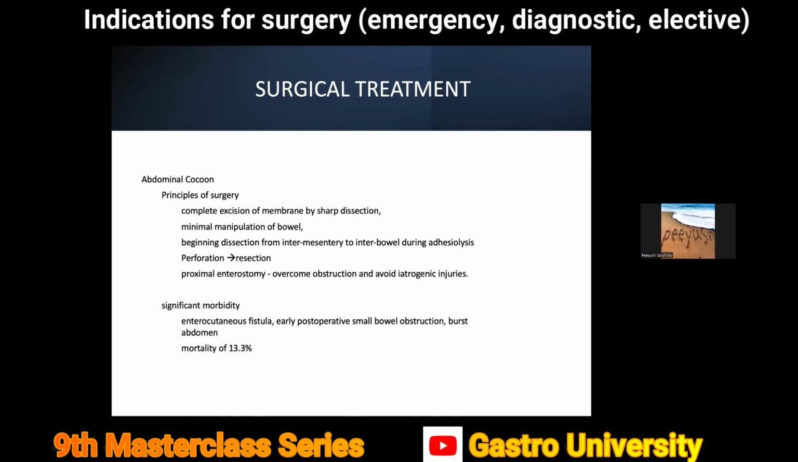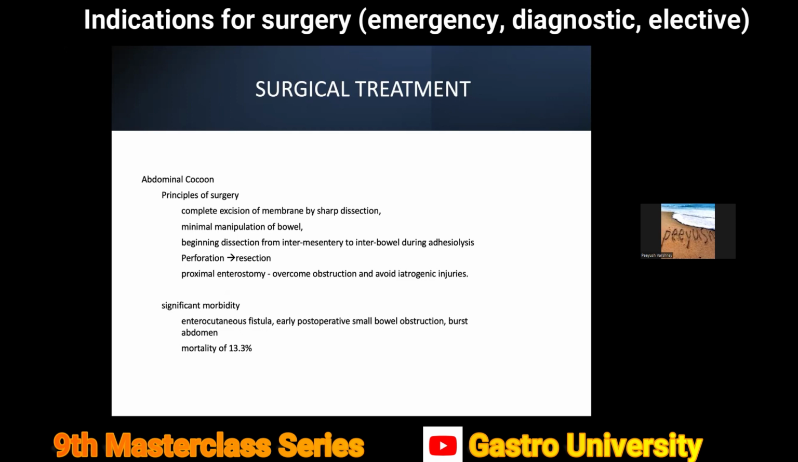Another is the cocoon surgery. This is the most common or the most difficult situation encountered by the surgeon. The principles of surgery mainly are complete excision of the membrane by sharp dissection, avoiding the use of diathermy or energy sources, because it may lead to enterotomies or fistulae later on, and minimal manipulation of the bowel, and beginning the dissection from the inner side of the mesentery, then going to the interbowel during adhesiolysis. And if there is a perforation during adhesiolysis, better to resect it.